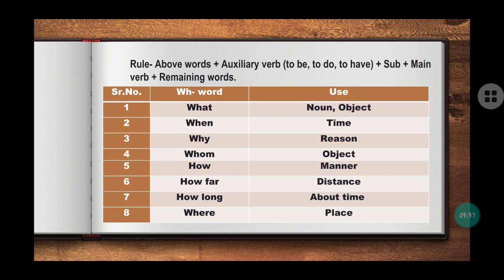Now, when do we use what? When you are talking about a noun or an object. When do we use when? With regard to time. We use why for reasons. For an object, we use whom. For the manner, like how it is happening, we use how. For the distance, how far. For time, how long. And for place, where.